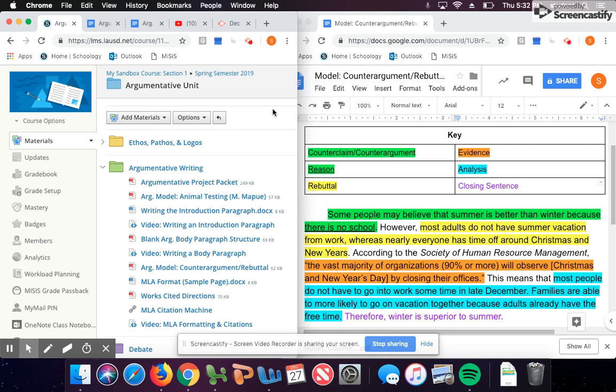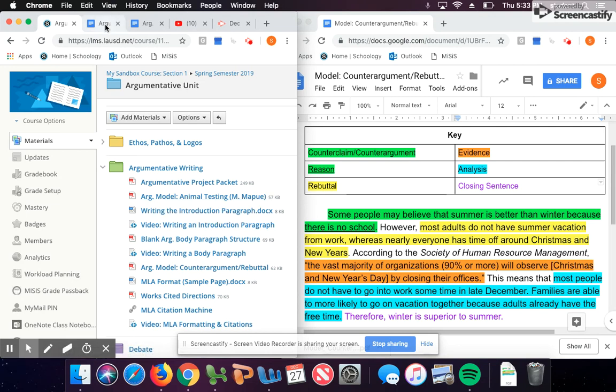All right, so this video is going to discuss the counterargument and rebuttal paragraph. Again, on this left side, you can see we are on Schoology, that blue argumentative unit folder, the green argumentative writing folder, and we will be working with the project packet, which is the big packet I gave you that we've been using in the other videos. Also, we will be using this argumentative model. We'll be going over this, that's right here. And then finally, we'll be reviewing that animal testing essay that we have also been using.